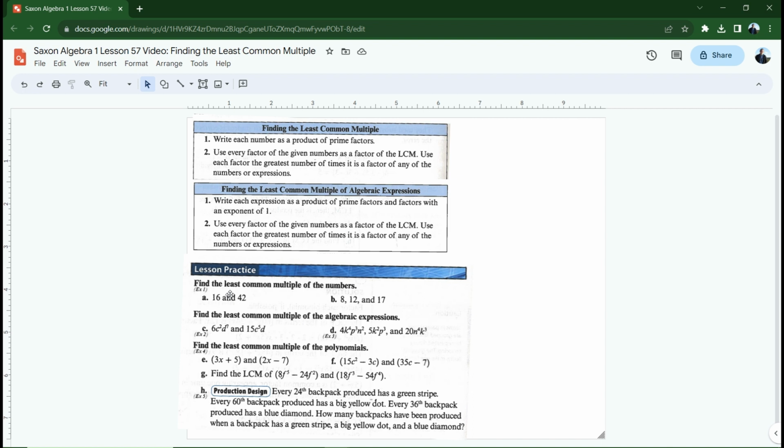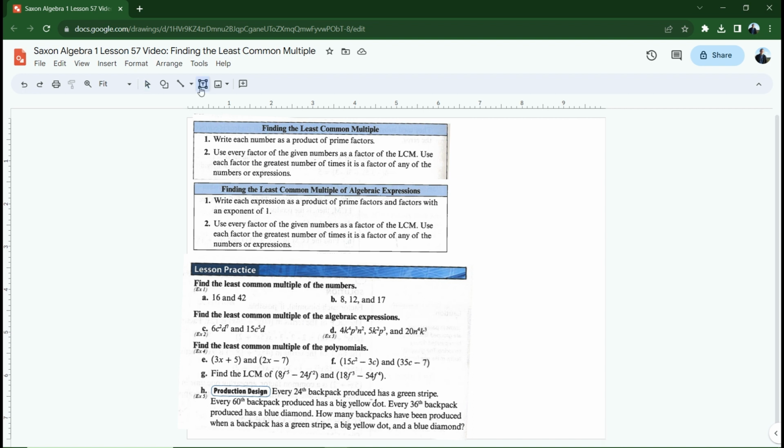But first, let's see how we can find the least common multiple of numbers, not expressions. Okay, so first, we need to write each number as a product of prime factors. Then we use every factor of the given numbers as a factor of the least common multiple, using each factor the greatest number of times it's a factor in any number. Now, that is a mouthful. Let's see what that means.